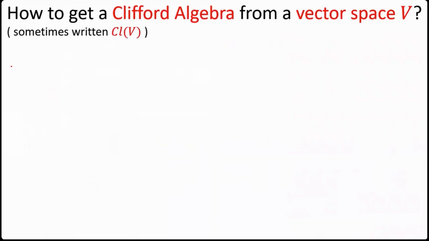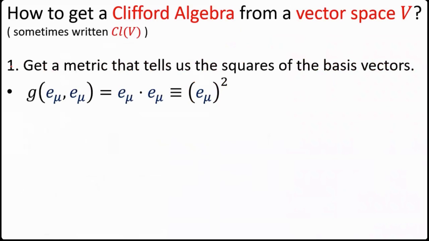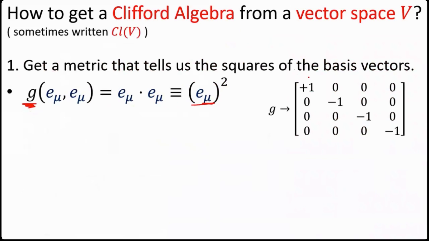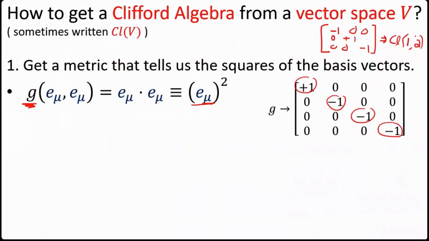Yeah, so basically if you have a vector space, like a familiar vector space, you can always get a Clifford algebra from it. And basically the rule is when you have a metric, that will tell you how to square the basis vectors. So if, like our standard Minkowski metric, the metric G tells us what the squares of the basis vectors are on the diagonal. But you can imagine any metric you want. Like you could have a -1, +1, -1, and that would give you Cl(1,2), because you have 1 plus and then 2 minuses. So the metric will tell you how to square the basis vectors.